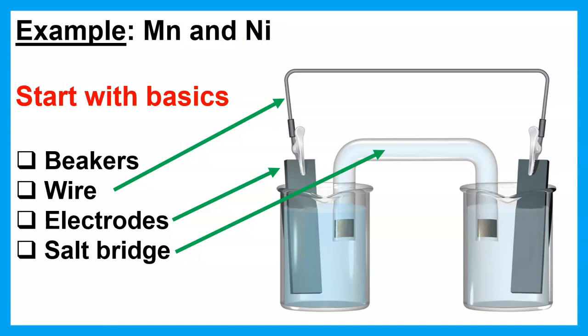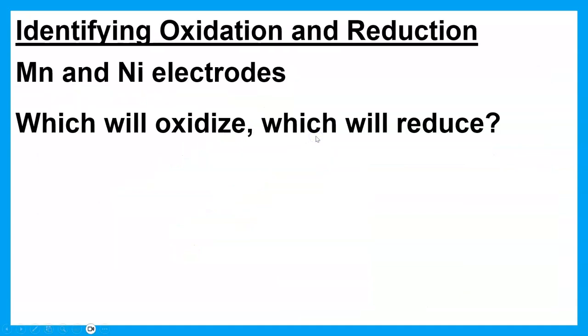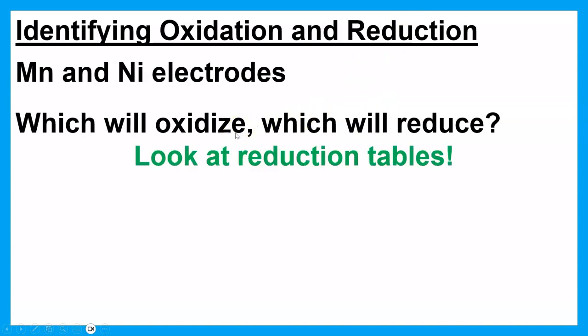And now it's going to be time to start labeling your cell. The first step to labeling your cell is figuring out what your electrodes are going to be doing. One of your electrodes needs to be oxidized and one needs to be reduced. So we have to have one losing electrons and one gaining electrons. If you remember from our previous lessons, you're going to need to look at your reduction tables to figure out which metal is going to do which.